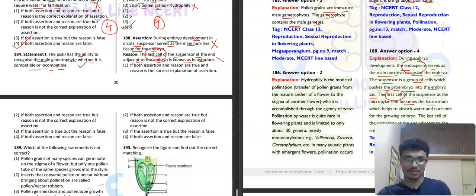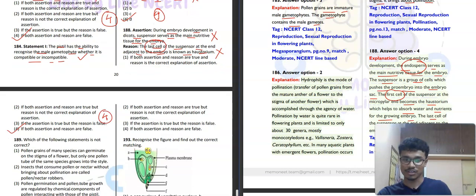That's why this is also incorrect. Haustorium helps to absorb water and nutrients for the growing plant. The last cell of the suspensor at the end adjacent to the embryo is known as hypophysis. It is not haustorium. Haustorium is the first cell and hypophysis is the last cell. So both are incorrect. So the fourth option will be our correct answer for this question.